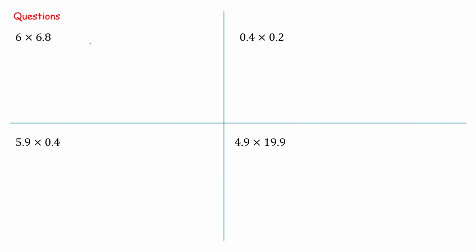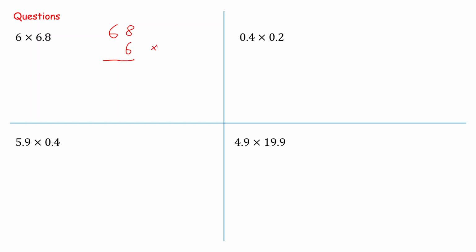Okay, question 1, 6 times 6.8. I'm going to write the 6.8 as 68, and the 6 as 6. I've written it like this because conventionally we write the long one first and then the smaller one below it. It just makes things a little bit easier.